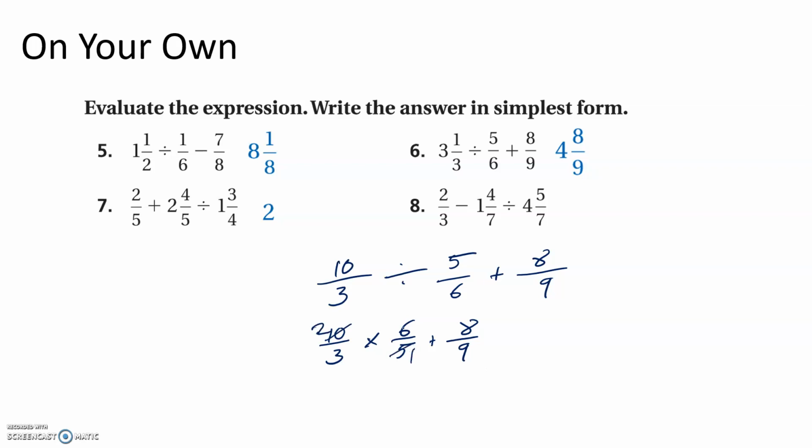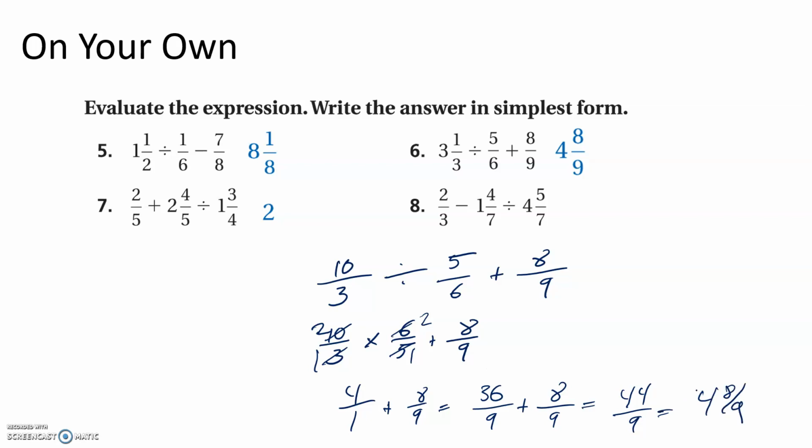2, 1, 2, 1. So it becomes 4 total plus 8/9, which is going to be 36/9 plus 8/9. That's going to give me 44/9, and that's going to be 4 and 8/9.